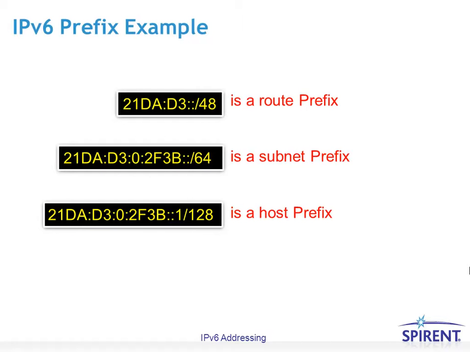Here are a few IPv6 prefix examples, because in the previous slide I mentioned it's the routable portion, or it depends on your place in the network as to which bits are actually significant to you at the time. If you're in the core of the network, for instance, you'll generally use a slash 48, which is an entire route prefix. Within the organization, you'll use the following 16 bits after the 48 as your subnet prefix, and then you'll be working with a slash 64. Of course, if you want to indicate the entire host address, then you'll use all 128 bits, so you'll use a slash 128 prefix.